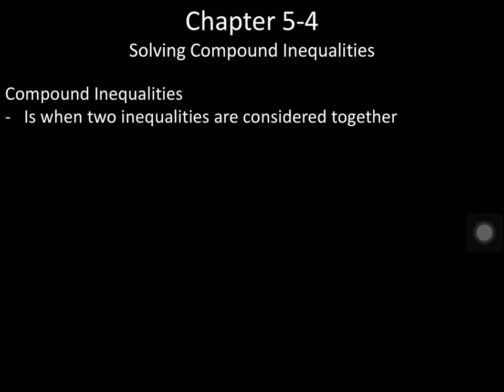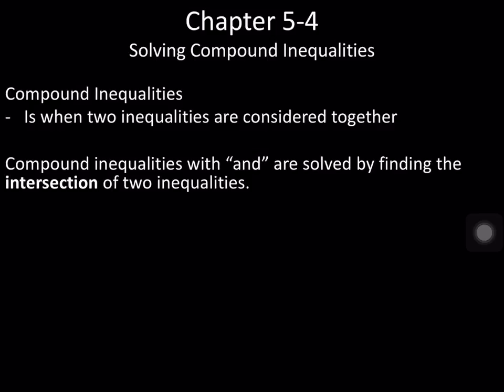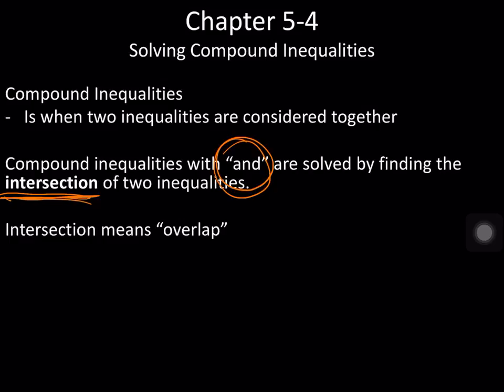Again, a compound inequality simply means that we've got two inequalities and we're going to consider them at the same time. We're going to solve them and graph them on the same number line. Compound inequalities with and are solved by finding the intersection. So and, intersection, they go together. And I know what you're asking. Intersection means we're looking for an overlap.